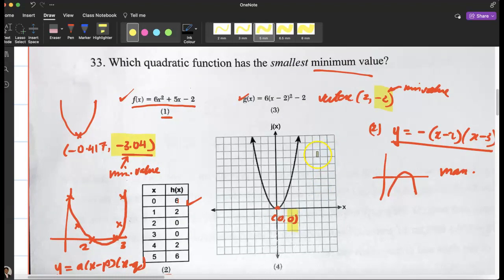The smallest minimum, as in not the highest, but the lowest. On a number line, the lowest value is leftmost on the number line. So you have -3.04, then you have -2 and 0. So which is the lowest, smallest minimum value? 0. Oh, lowest -3.04.